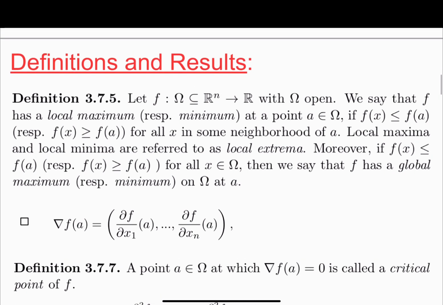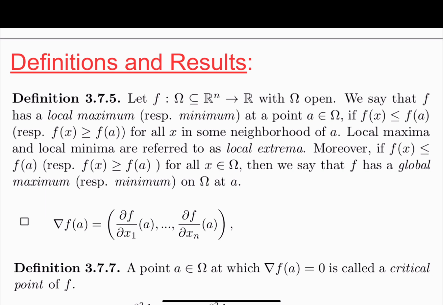Before solving the question, we need a few definitions and results. First, let f be a function from some open subset Omega of Rn to R. We say that f has a local maximum at a point a in Omega if f(x) is less than or equal to f(a) for all x in some neighborhood of a. Similarly, f has a local minimum at a if f(x) is greater than or equal to f(a) for all x in some neighborhood of a. Local maxima and local minima are referred to as local extrema.